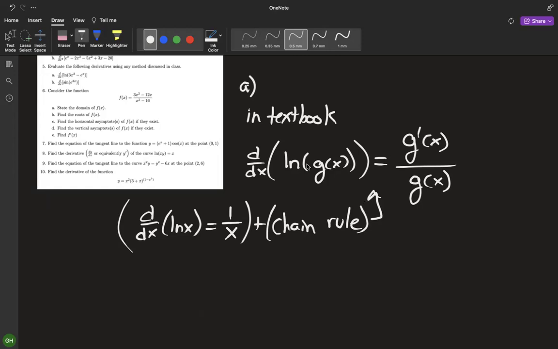Right? Because the chain rule says we take the derivative normally, meaning if x goes to 1 over x, g of x goes to 1 over g of x. And then the chain rule says I just have to multiply by the derivative, g prime of x.